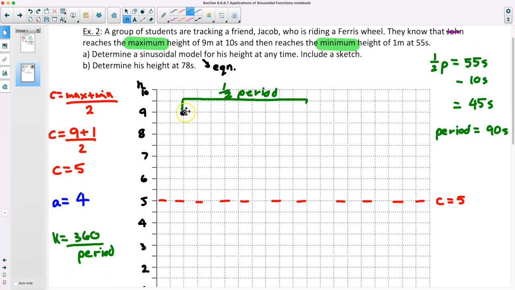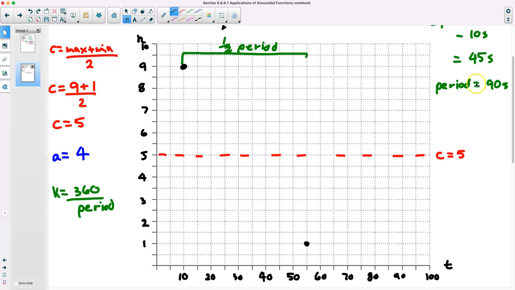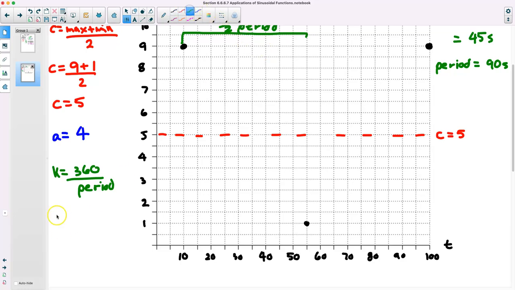So from this point, if we were to go 90 seconds, that's going to be right here. So we take 10 and add 90, which gives us 100. So the other maximum, this pattern that it repeats, starts going just like that. To go back to our K value, we can simply do 360 over 90, which is going to give us a K value of 4. So we have 3 elements so far. We're just missing that one, which is that D value.